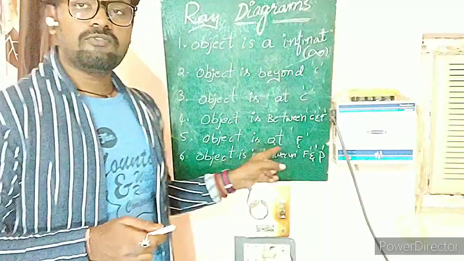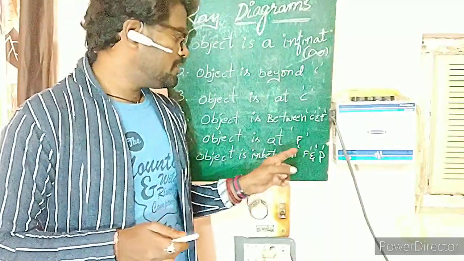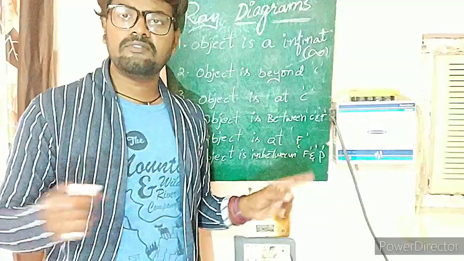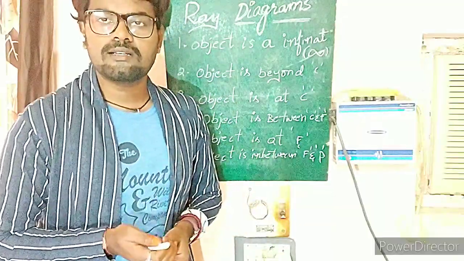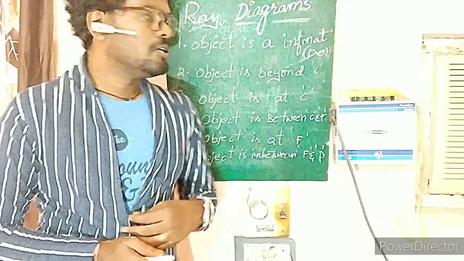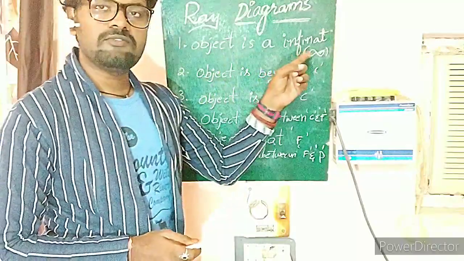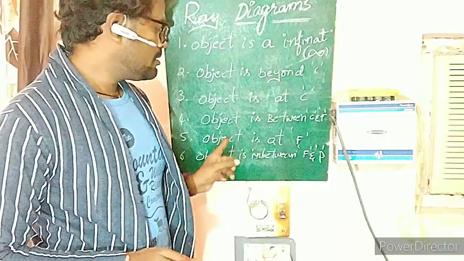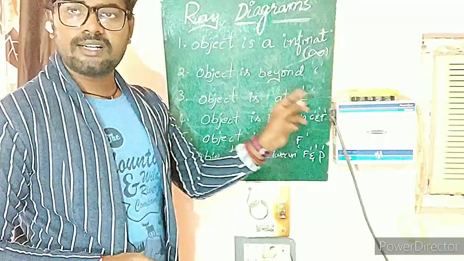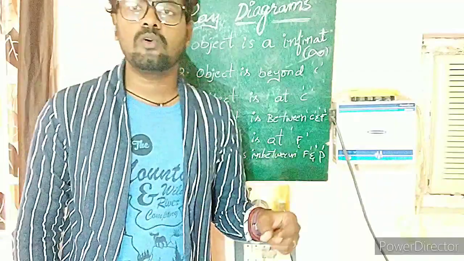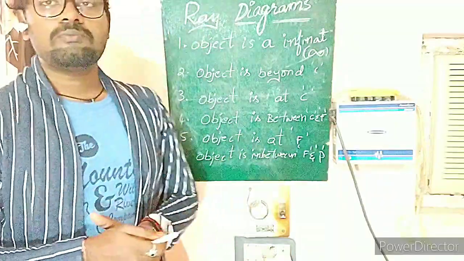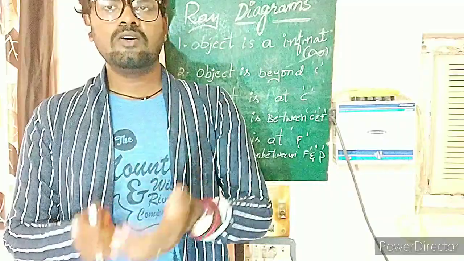When the object is at focus, this is a special condition. When an object is at focus, you get an image at infinity. That means the image will not be formed; in regular cases, we take it as a real image at infinite position. So these two are opposite. When the object is at infinity, we get an image at focus. When the object is at focus, we get an image at infinity. And the last one is when the object is in between focus and pole. When the object is in between focus and pole, you get a virtual image.